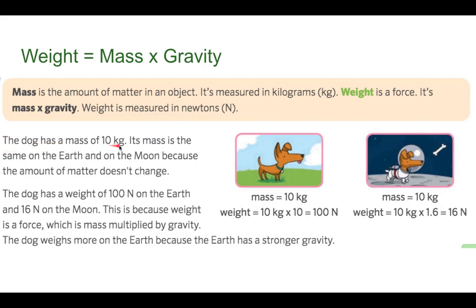So the dog has a mass of 10 kilograms. Its mass stays the same on Earth and on the Moon because the amount of matter doesn't change. It's the same dog. 10 kilograms on Earth, 10 kilograms on the Moon. The dog has a weight, however, of 100 newtons on Earth and only 16 newtons on the Moon. And this is because the weight is a force, which is mass, 10 kilograms, multiplied by gravity. On Earth it's 10, and on the Moon only 1.6. So the dog weighs more on Earth than it does on the Moon because the Earth has a stronger gravity, a stronger pull.